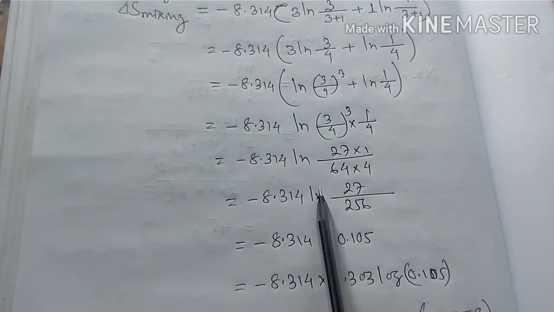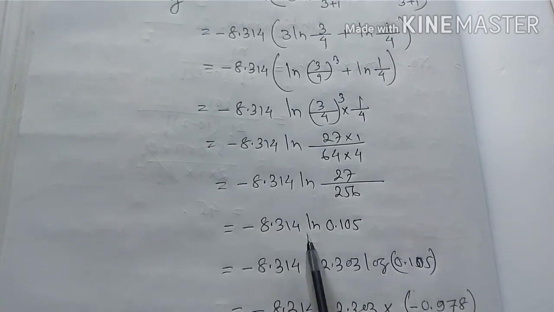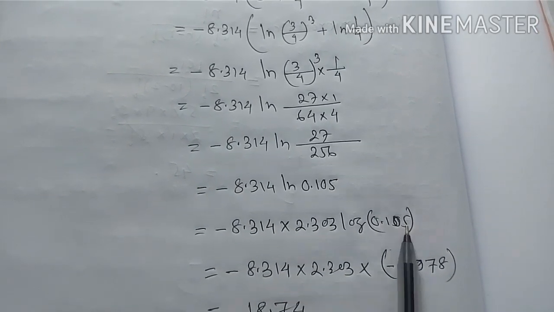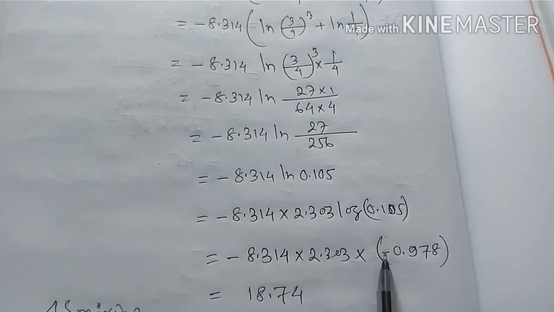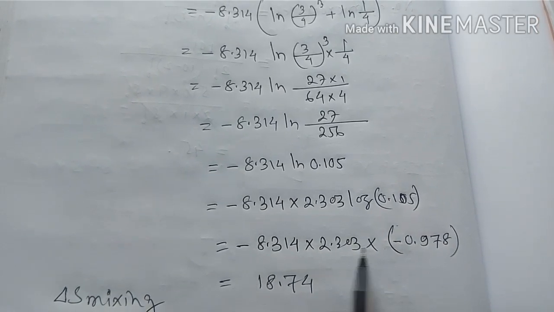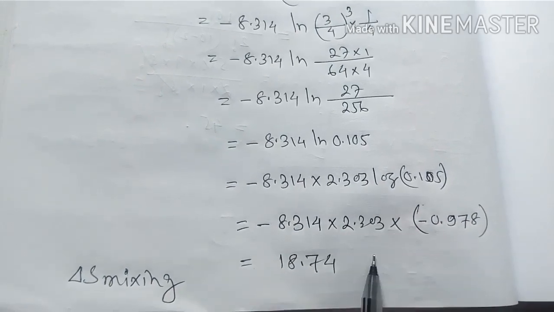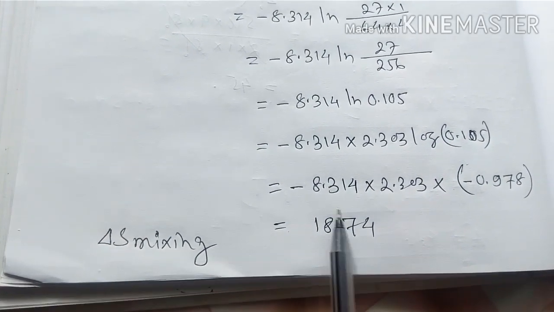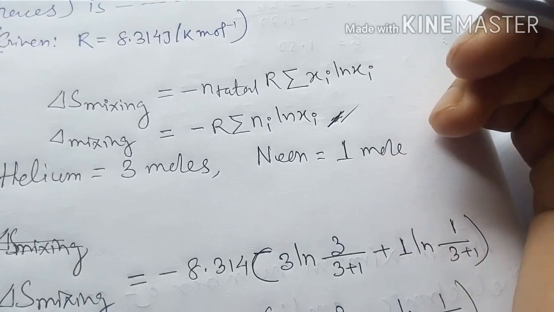Then this one is divided by this one. Now the natural log is converted into ordinary or common log, and this is the value. Now minus minus is plus. Then this always multiplies. So the delta S mixing value is this one. Understood? This is a very simple question.